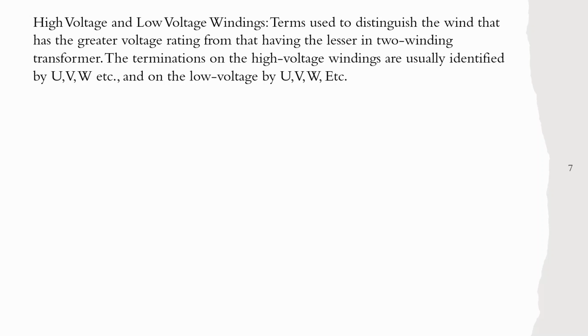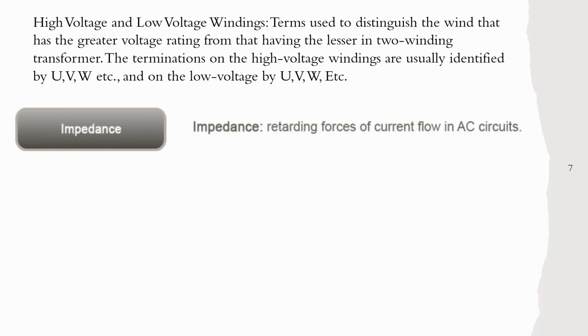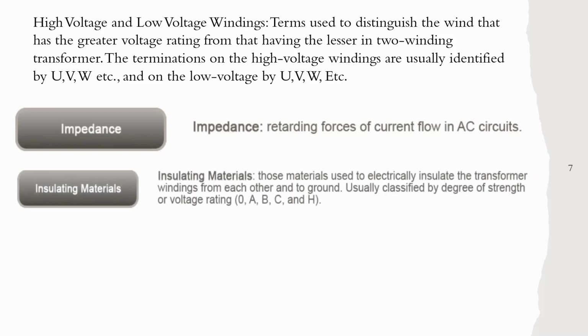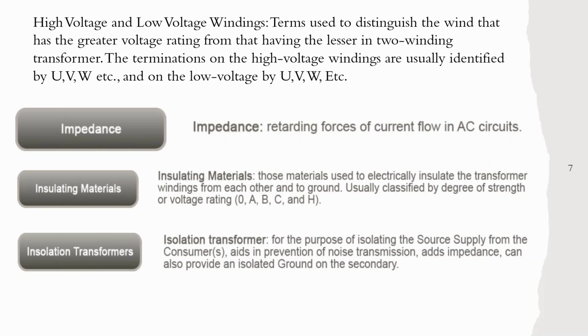Then another: high voltage and low voltage winding. So it's very clear, the terminations of the high voltage winding are usually identified if you are in the construction, in the design, especially if you are in the construction as the inspector. Some of you have always seen this in the actual terminations. Okay, UVW. So impedance, what is the impedance? And then insulating materials, insulation of transformers. So these are the definitions. Okay.